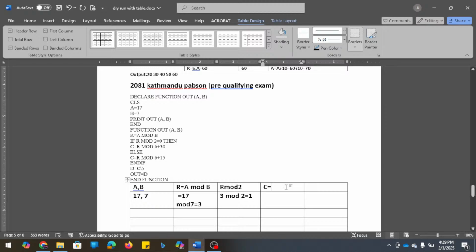C equals to R mod 6 plus 30. So it gives us R mod 6, 1 mod 6 plus 30 is equals to 31.